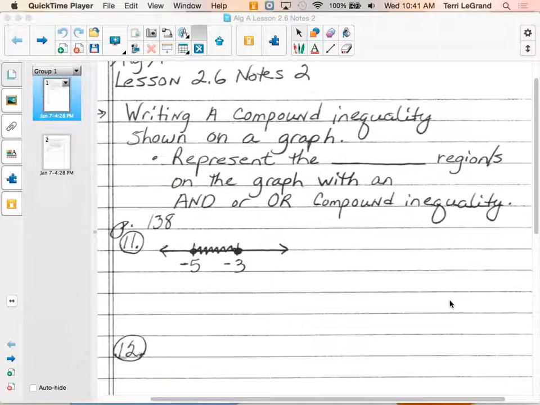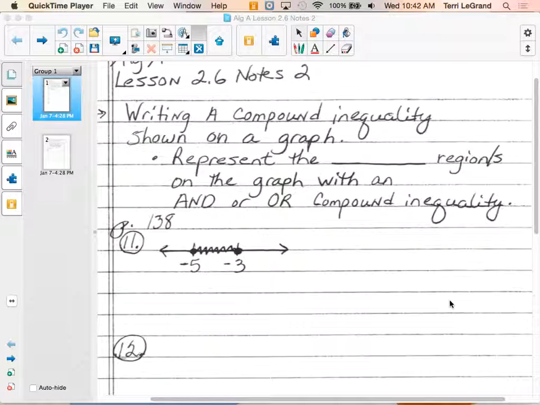Let's move on in lesson 2.6. First of all, we have a couple of learning goals. I can write a compound inequality that represents a graph. In other words, they're going to show you the solution set on a graph, and you're going to write the algebraic form of it.